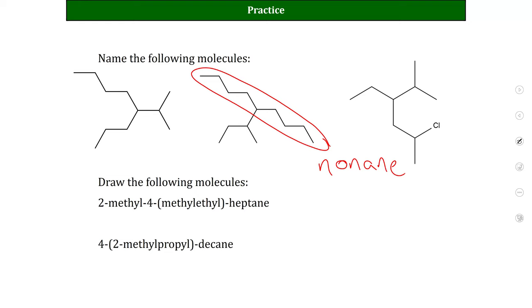So what is that complicated branch then? Most steps you can take is 2, so it'd be a methylpropyl. There's our methyl attached to it. One methyl propyl. And then just like before, we need to specify which carbon it's on. Carbon 5. So 5, 1-methylpropyl nonane.